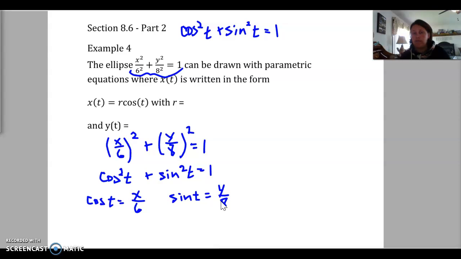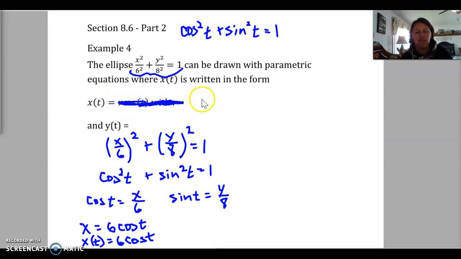Now all we need to do is solve for x and y, and they're going to be in terms of t, and we have our x of t equation and our y of t equation. So let's start here. We're going to multiply 6 to both sides. That will give me that x equals 6 cosine of t. Now let's write that in function notation, and it'll be exactly what they have. They just want to know the r value here, but let's go ahead and write in a whole x of t. So x of t is equal to 6 cosine t.